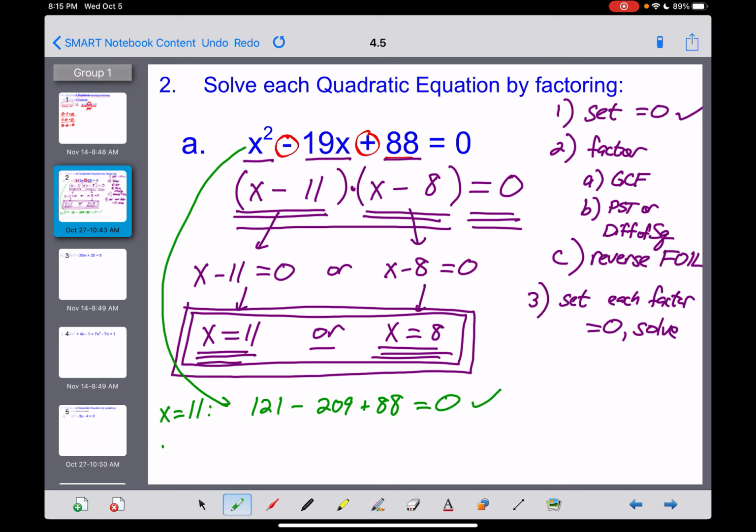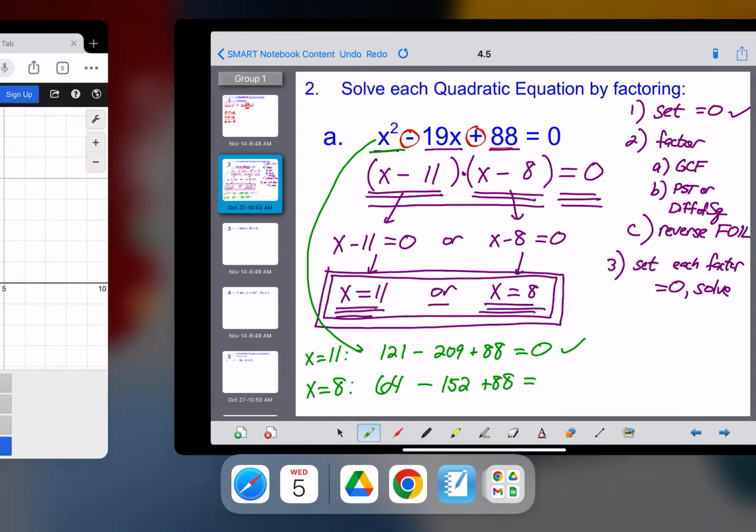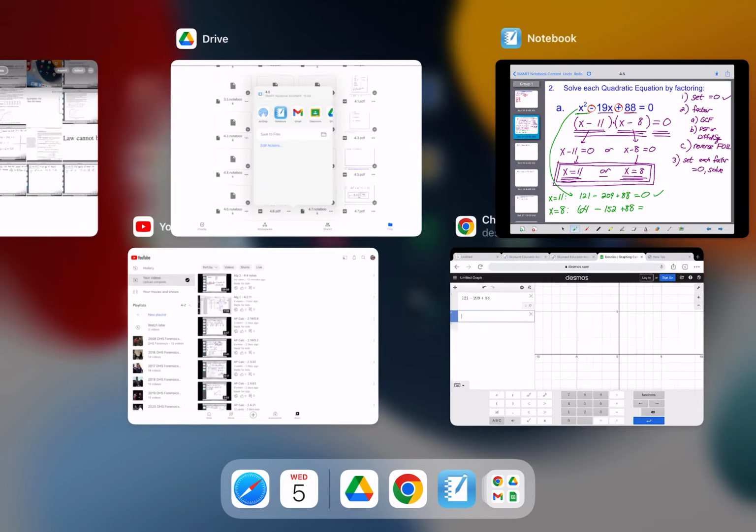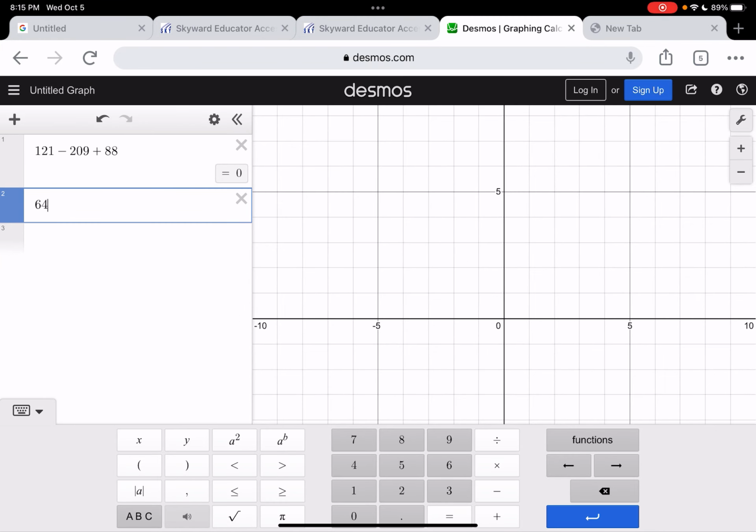And we think that 8 is a solution as well. This one should be a little bit easier. Here we go. 8 squared is 64 minus 19 times 8. That'd be 160 minus 8 would be 152. And then a plus 88. So let's try that. 64 minus 152, and then a plus 88 at the end of all that.